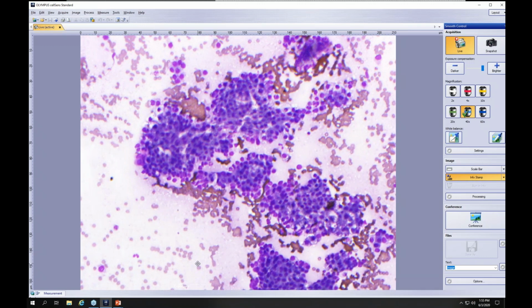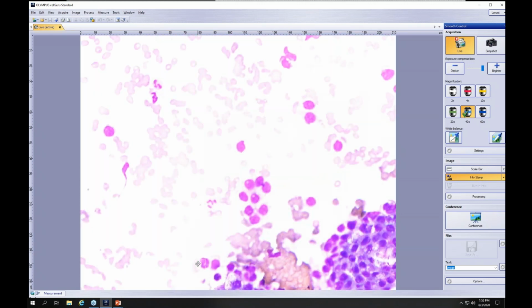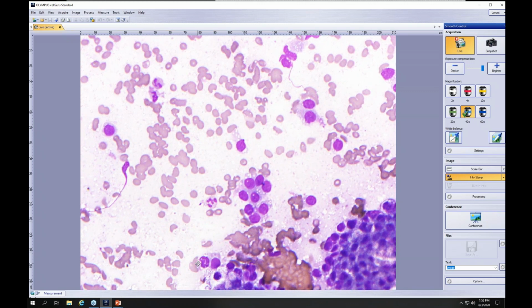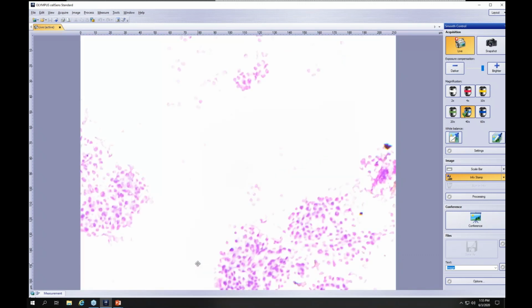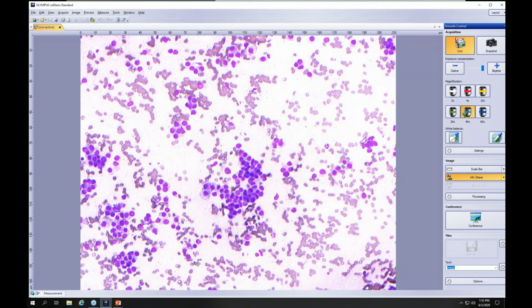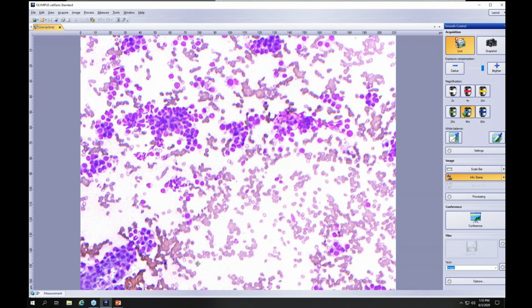This is a 20x image of the cellularity present in this pancreatic lesion. You can see it's quite cellular. Higher power shows these abnormal cells with higher NC ratio and a moderate amount of cytoplasm. I'll just scan around to show you the cellularity of this sample.